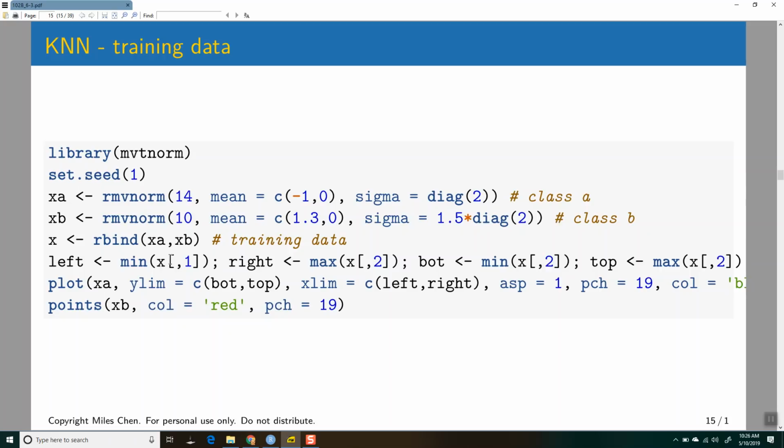I figure out the plotting margins using the min and max. Oh, this has a typo. This should be a 1 here. I'll fix that. Okay, so the left and right will be the min and max of column 1, and the bottom and top will be the min and max of column 2 as far as plotting goes. And then I'll just plot all of these things, using the margins left and right.